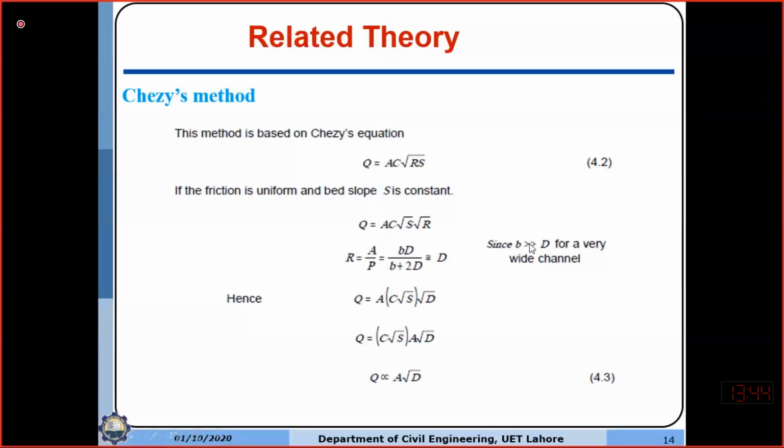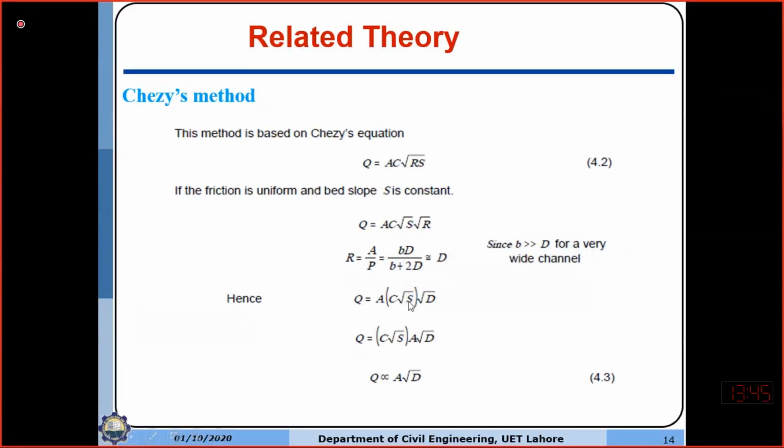So here we assume that there is a wide channel. So for wide channel we know hydraulic radius is area over perimeter. Area is B into D and perimeter is B plus 2D. And we know that in case of very wide channel, B is very, very large as compared to D. So B plus 2D or B will not make any difference. So it means that hydraulic radius is nearly equal to depth of flow in a wide rectangular channel. Anyhow, further we can put this R equal to D.